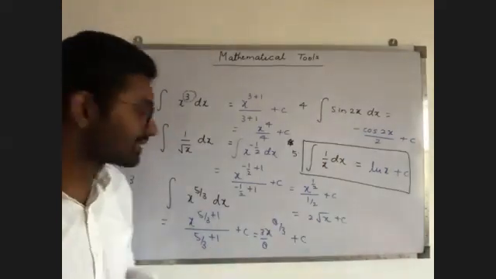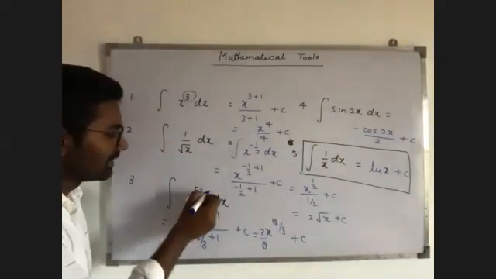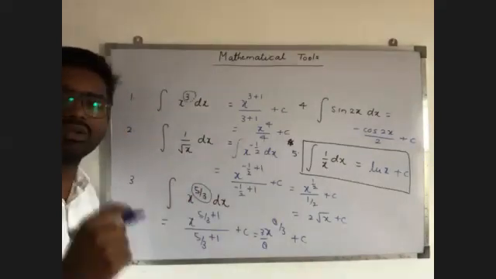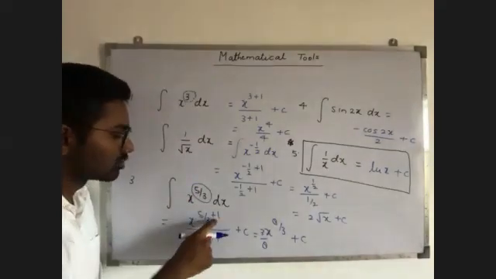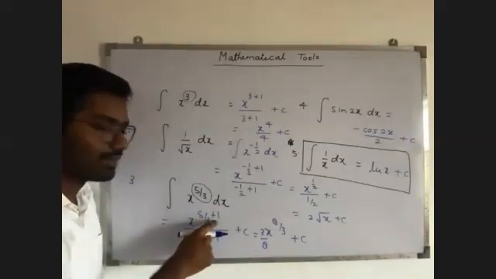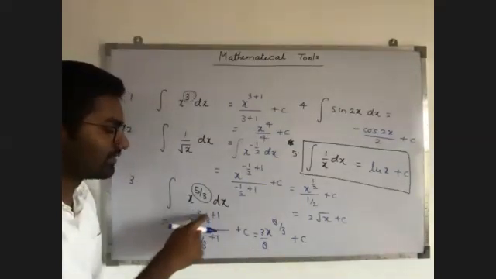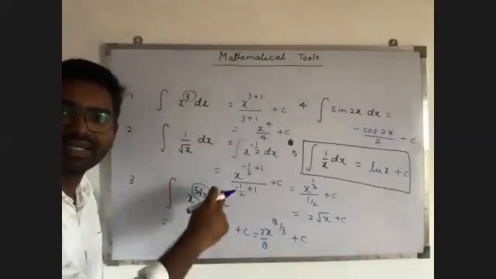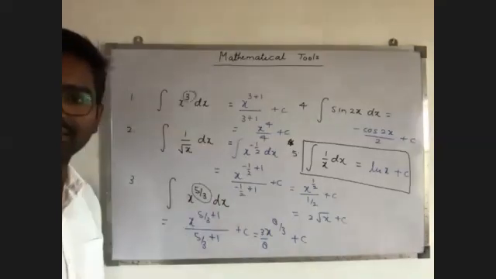Third one, someone is asking. Third one, guys, can I say that the value of n is 5 by 3? So I use the formula x to the power n plus 1 divided by n plus 1 plus c. 5 by 3 plus 1. So 3 plus 5, 8 by 3. And this is nothing but 8 by 3. So outside it is going to be 3 by 8.